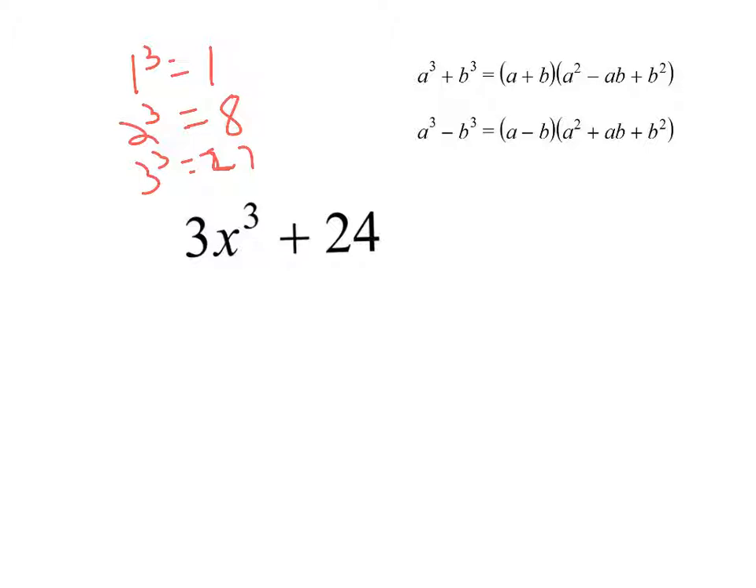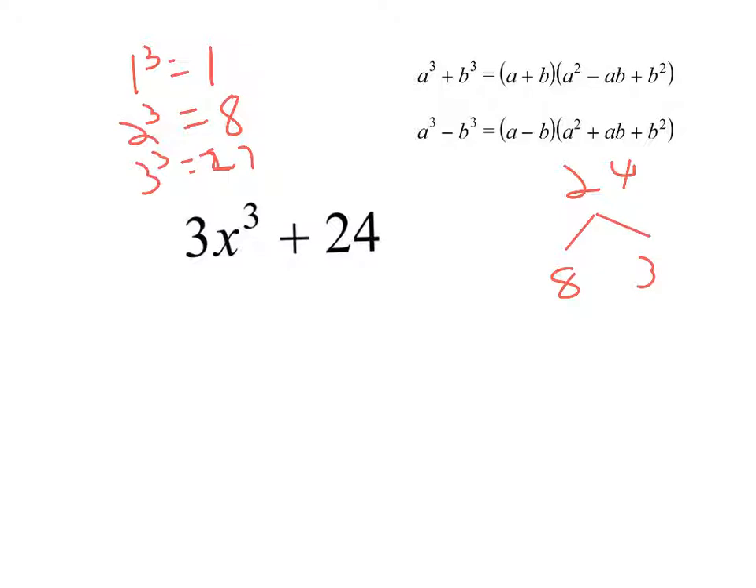So that gives us a clue that we can factor this 24 into 2 factors. One of them will be a cube, the other one will not be a cube. So let's try to break 24 up using one of the cubes. 24 can be broken into 8, one of the cubes, and 3. So now we can write this 24 as 3 times 8.